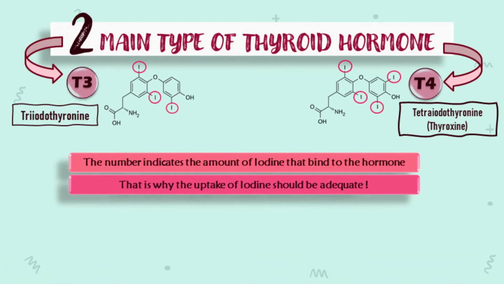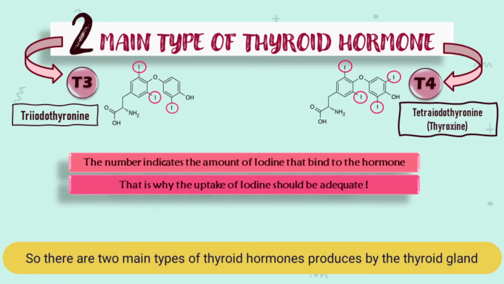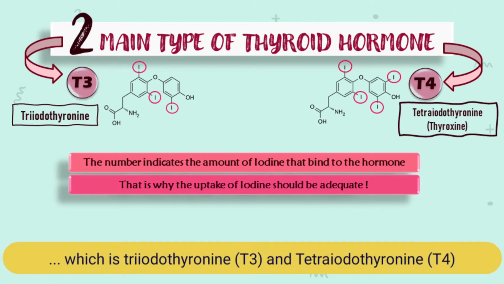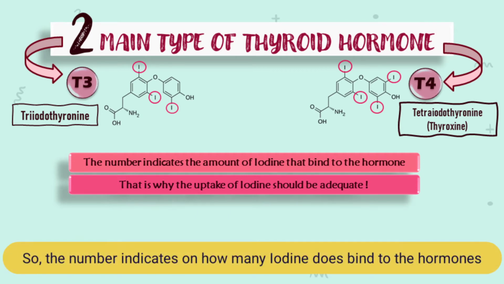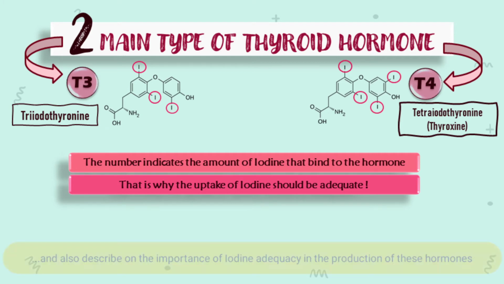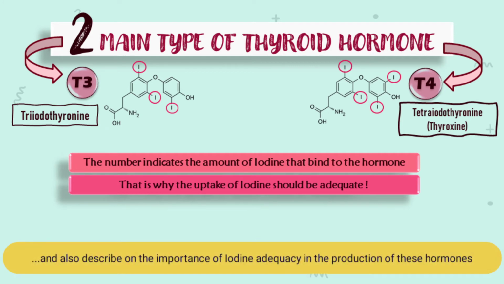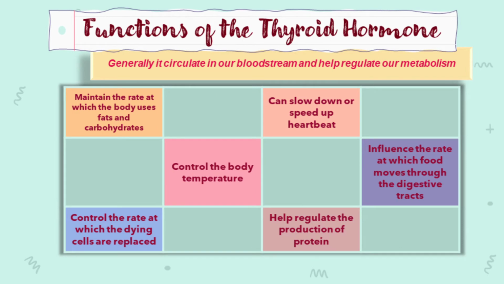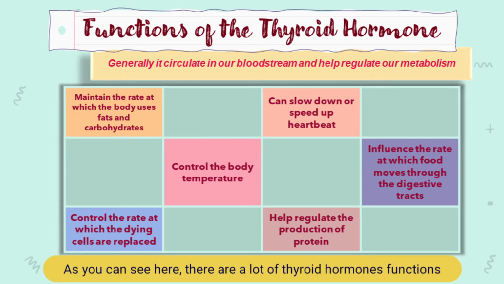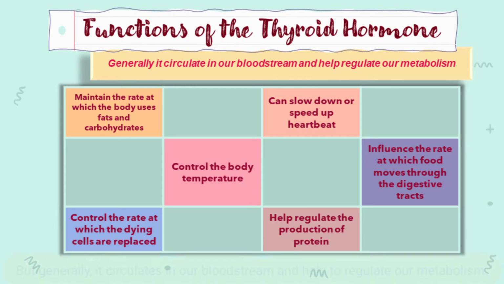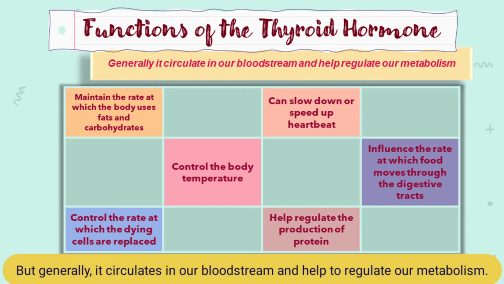So there are two main types of thyroid hormone produced by the thyroid gland, which are triiodothyronine, T3, and tetraiodothyronine, T4. The number indicates how many iodine atoms bind to the hormone, and also describes the importance of iodine adequacy in the production of these hormones. As you can see here, there are a lot of thyroid hormone functions, but generally it circulates in our bloodstream and helps to regulate our metabolism.